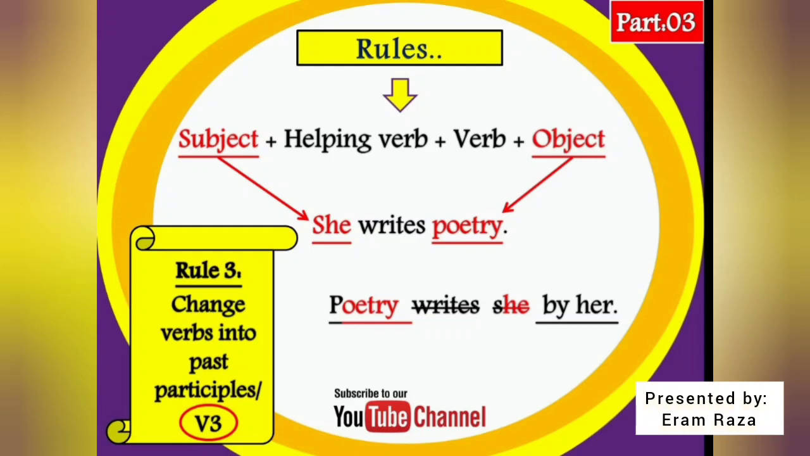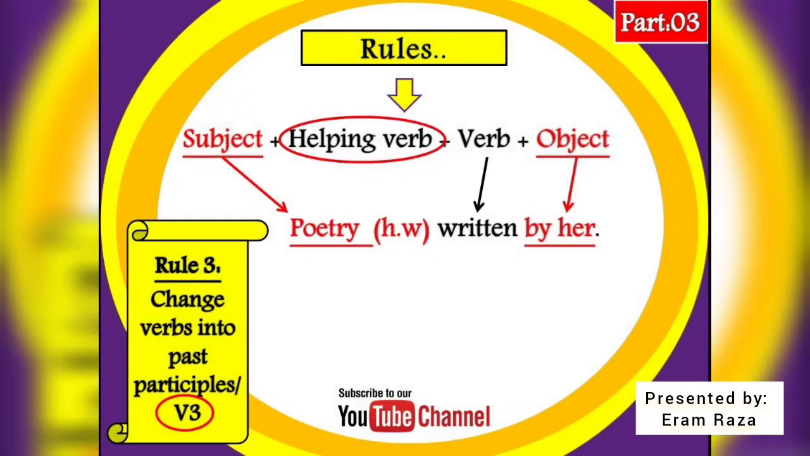If we apply this now, what should it be like? Only this is left: poetry dash by her. So what helping verb do we have to use, and what main verb? As I told you already, we are going to use the third form of verb in the passive statement. So writes will become written, because written is a past participle, the third form of verb. That's why we have to use written. So: poetry dash written by her. This is the passive statement.